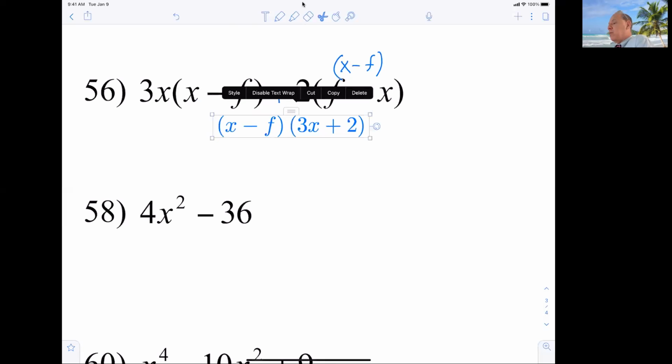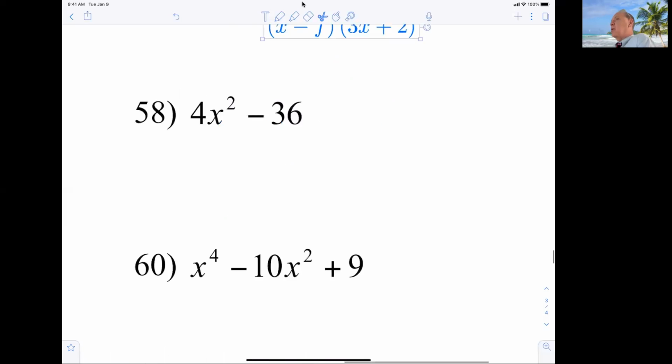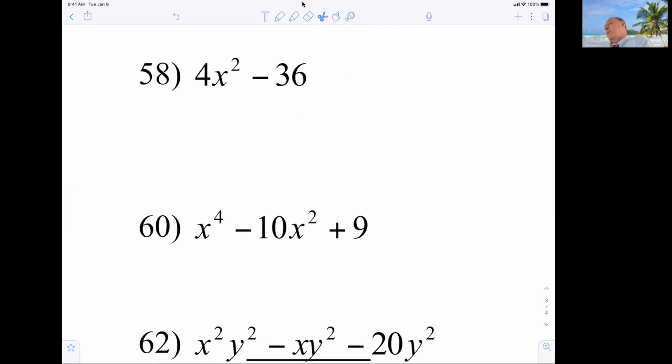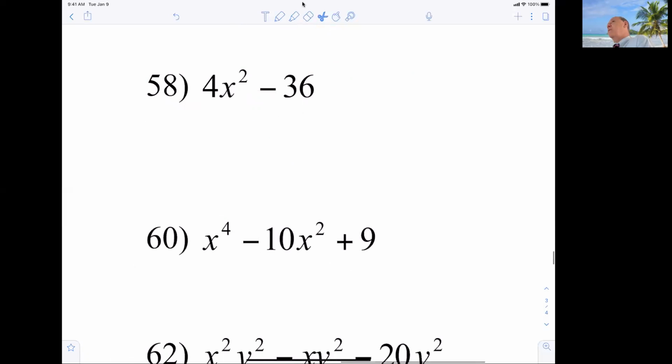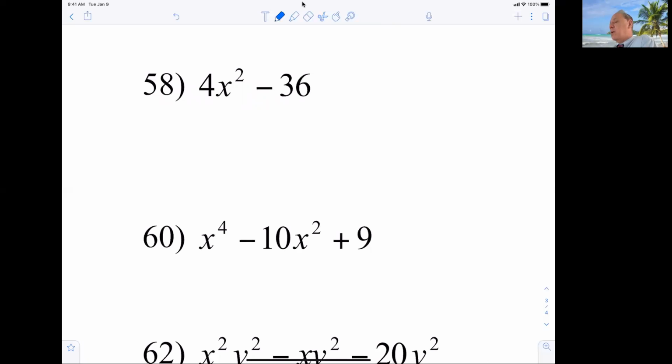All right, now, finally, 58. Let's take a look at that real quick. All right, 58, GCF. There's a common 4, all right? So because we know there's a common 4, we're going to write down 4, open parentheses, and then what would be left? x squared minus 9. That is correct.